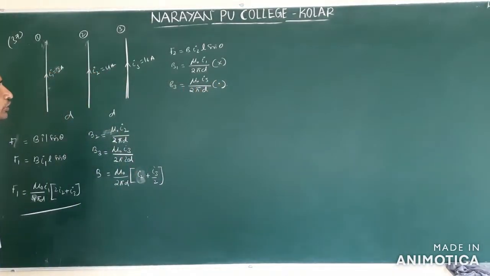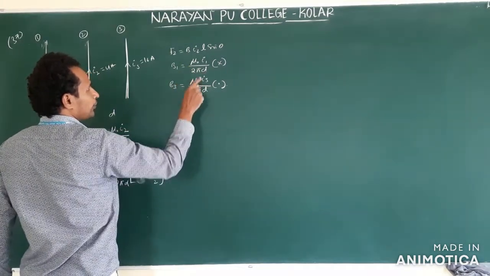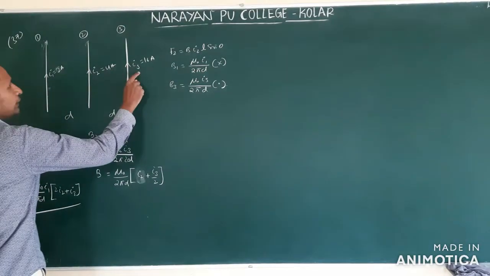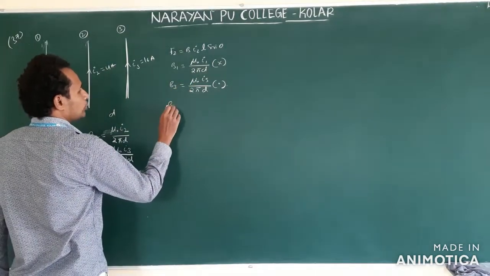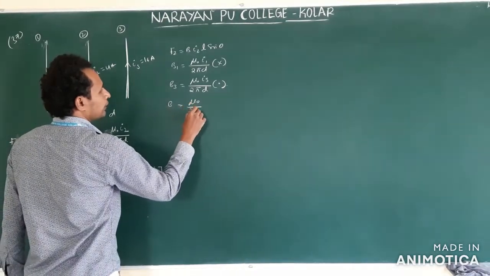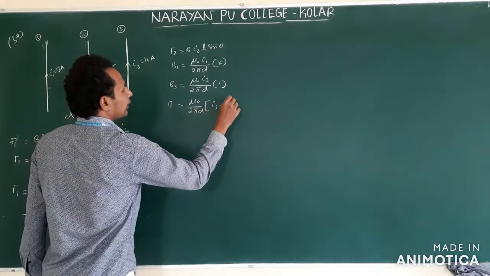Clear? Mu naught by 2 pi d is common. I1 and I2, this is the strength of the magnetic field. Which current is more, I1 or I3? I3 is more, which means I3 dominates. Then how do we write the net field B3 at this point? Mu naught by 2 pi d is common, and this is I3 minus I2.